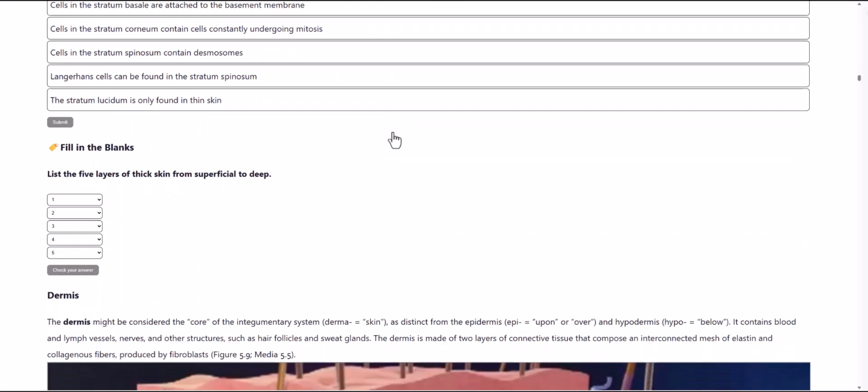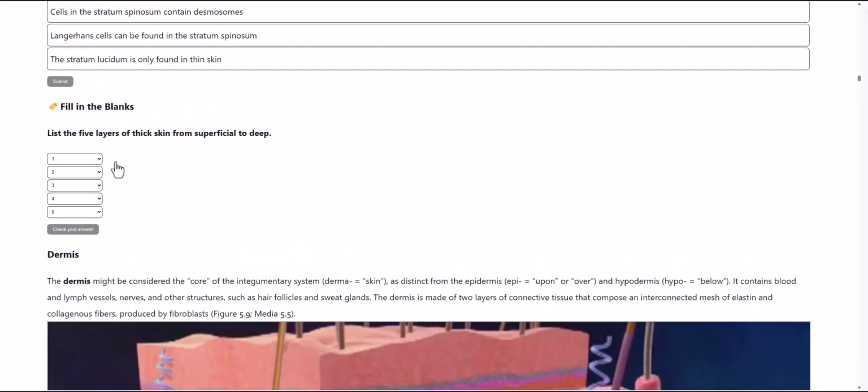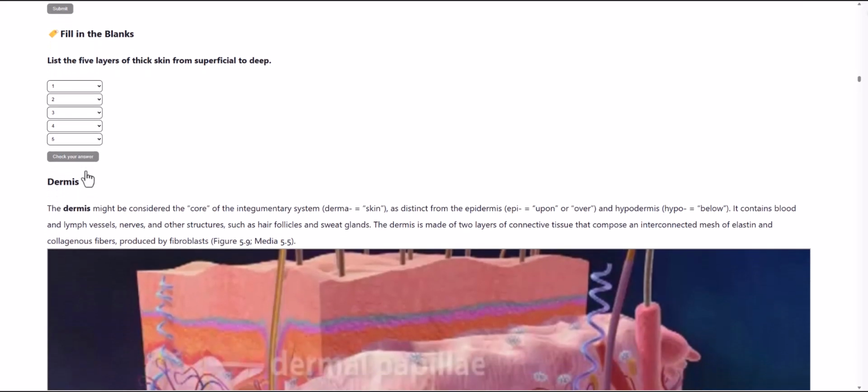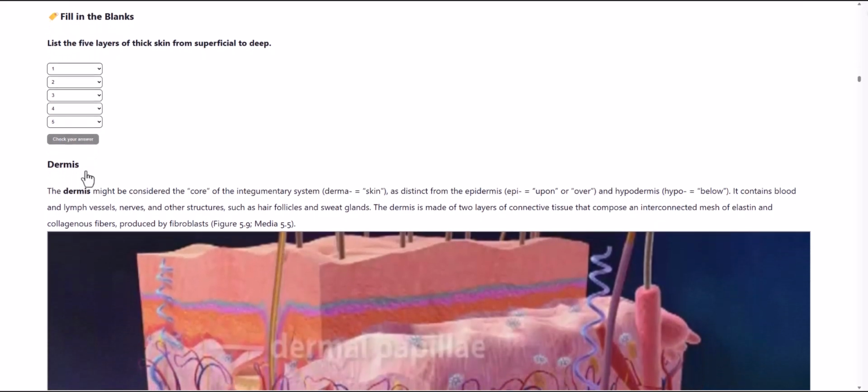So that brings us through the layers of the epidermis. Now let's head on down to the dermis. And recall, this is the deeper layer of the skin. It is primarily made up of dense, irregular connective tissue.